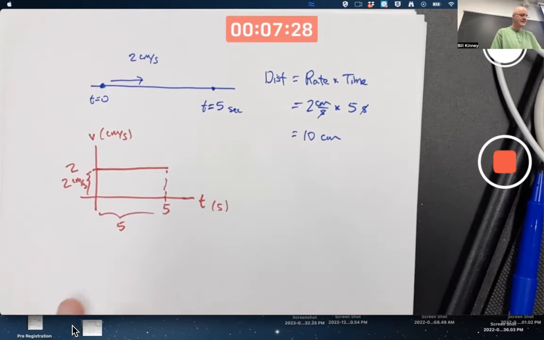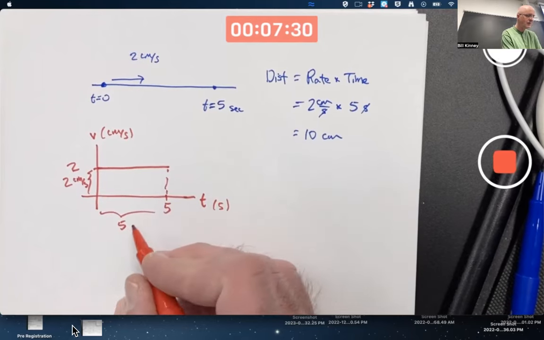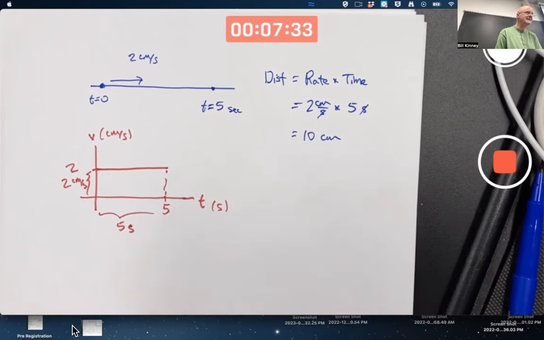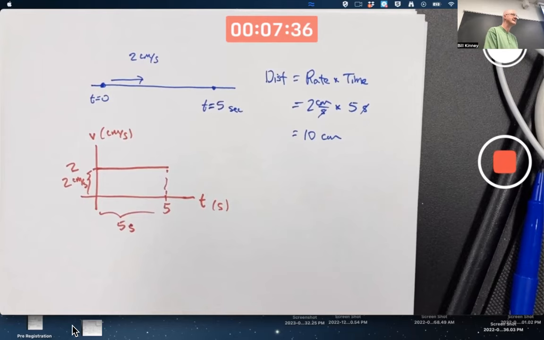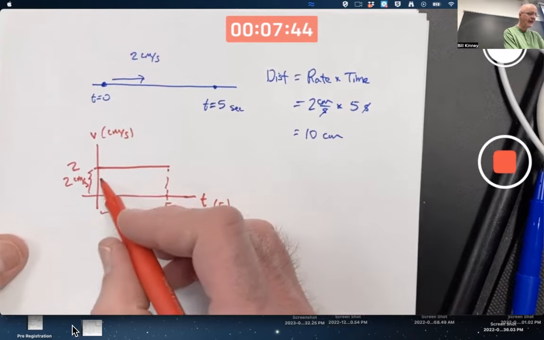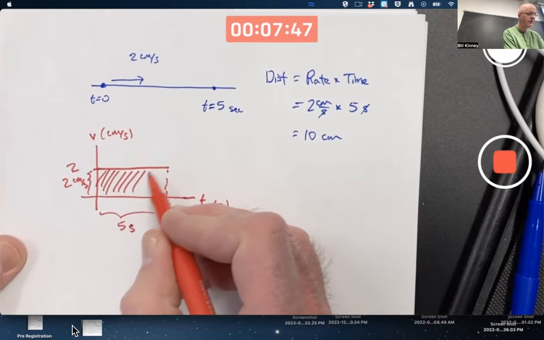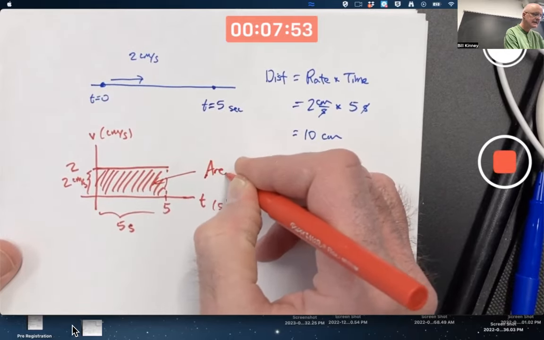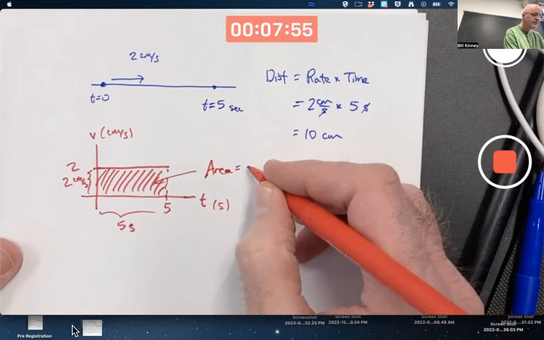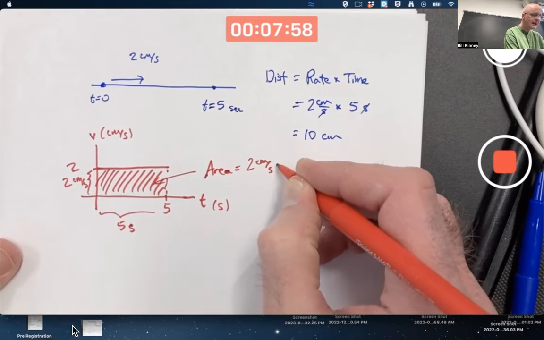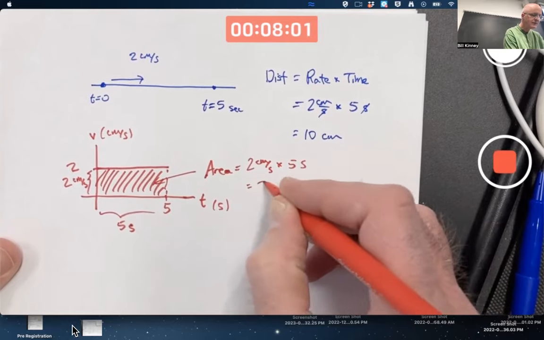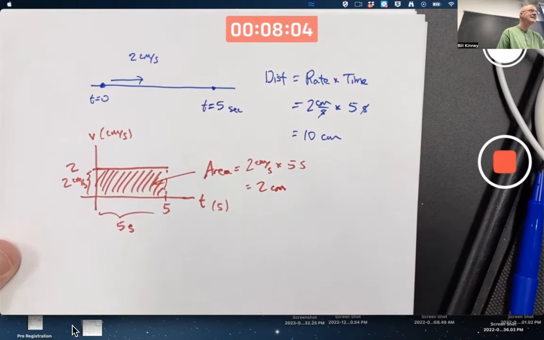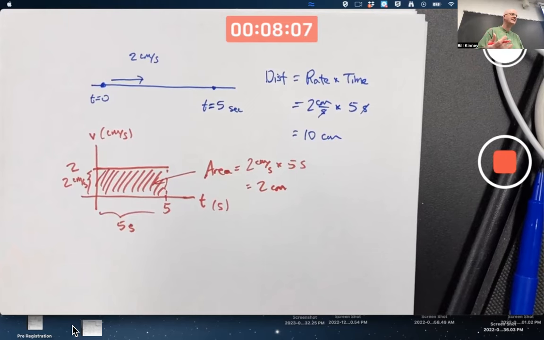And the horizontal, the width, or the base, is 5 seconds. Again, that would be a strange unit for a literal distance. Just keep in mind it's the units for the horizontal axis variable. And so when you multiply, it does give you geometrically the area under this curve, which is an area of a rectangle. The area equals 2 centimeters per second times 5 seconds. It equals 10 centimeters. Okay, again, usually units of area are square centimeters.